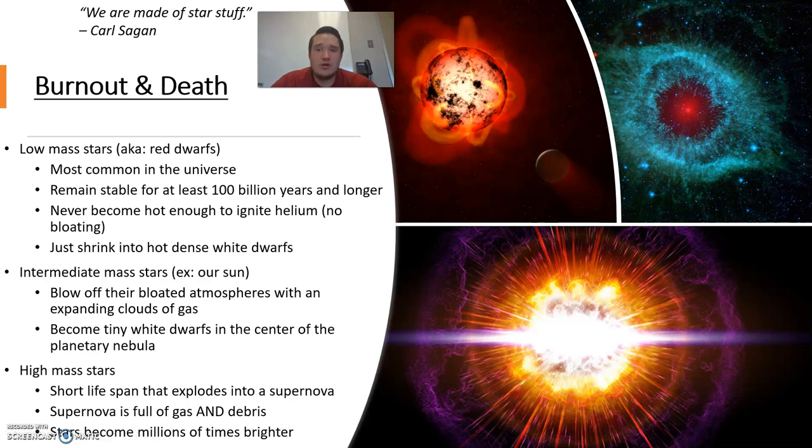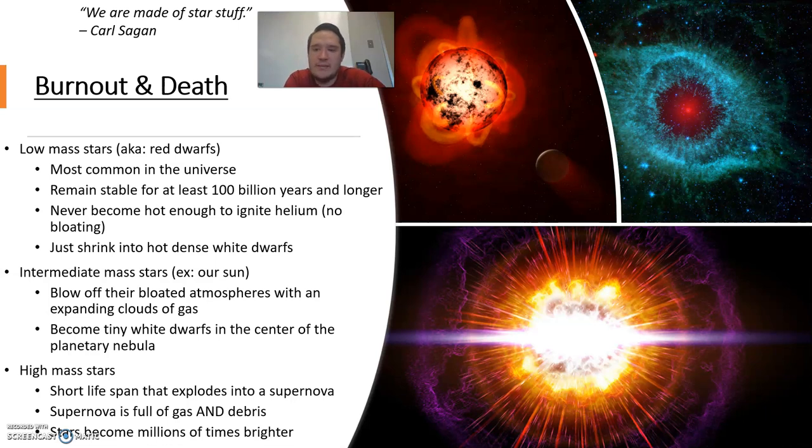Low mass stars, red dwarfs, are most common in the universe, and they remain stable for at least 100 billion years and longer. They never become hot enough to ignite helium, and there's no bloating. They just shrink into hot, dense, white dwarfs. Okay, so they're just going to continue to shrink. They'll continue to get smaller and smaller and smaller. That's just what they do.